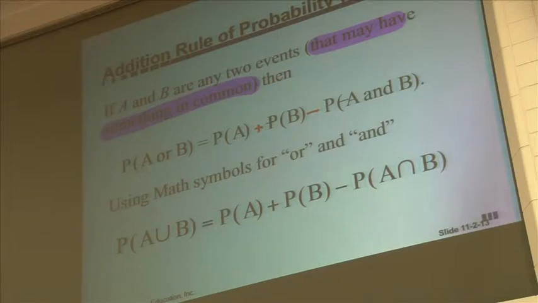Mathematically, here's what that looks like. The probability that A or B happens: find the probability of A plus the probability of B minus the probability of their intersection. So yeah, minus the probability of what they have in common.